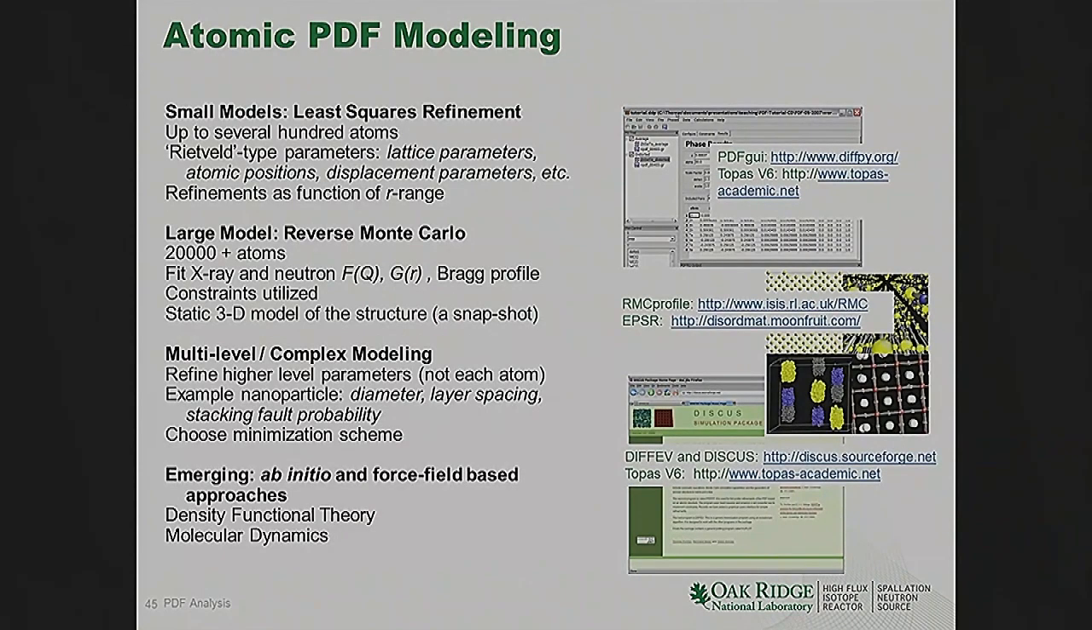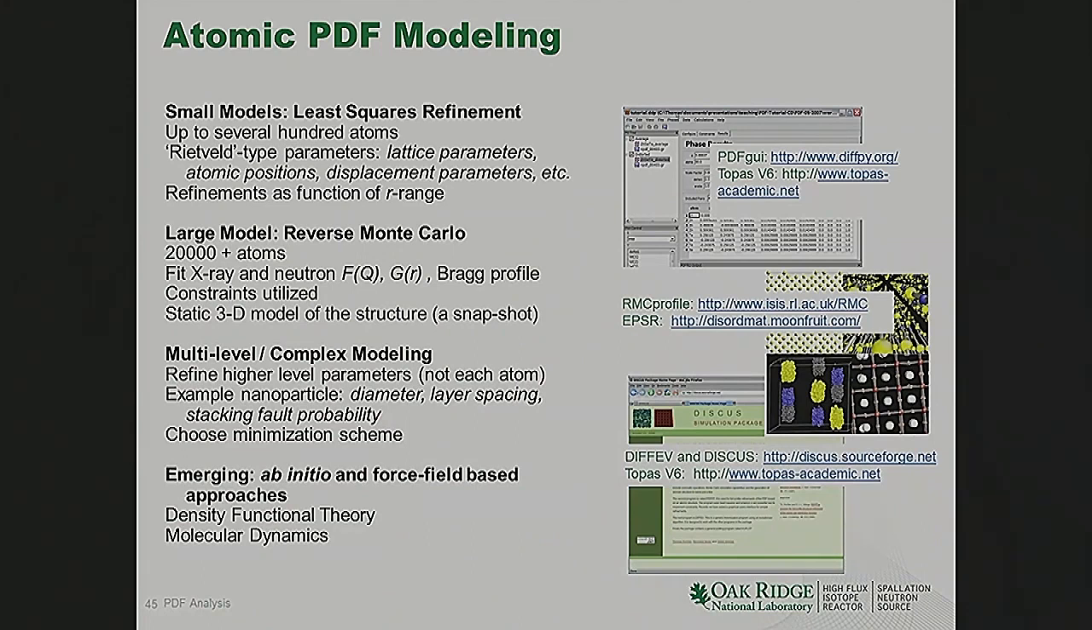And there are quite a few different software suites for doing this. The small box ones, most popular are PDFgui. That was written by the Billinge group. The newest version of Topas has a small box PDF calculator in it. So here, this is that real space Rietveld type approach. So this is, again, the one where I count up all the distances, and then I do a convolution based on atomic displacement and peak broadening instrument effects.